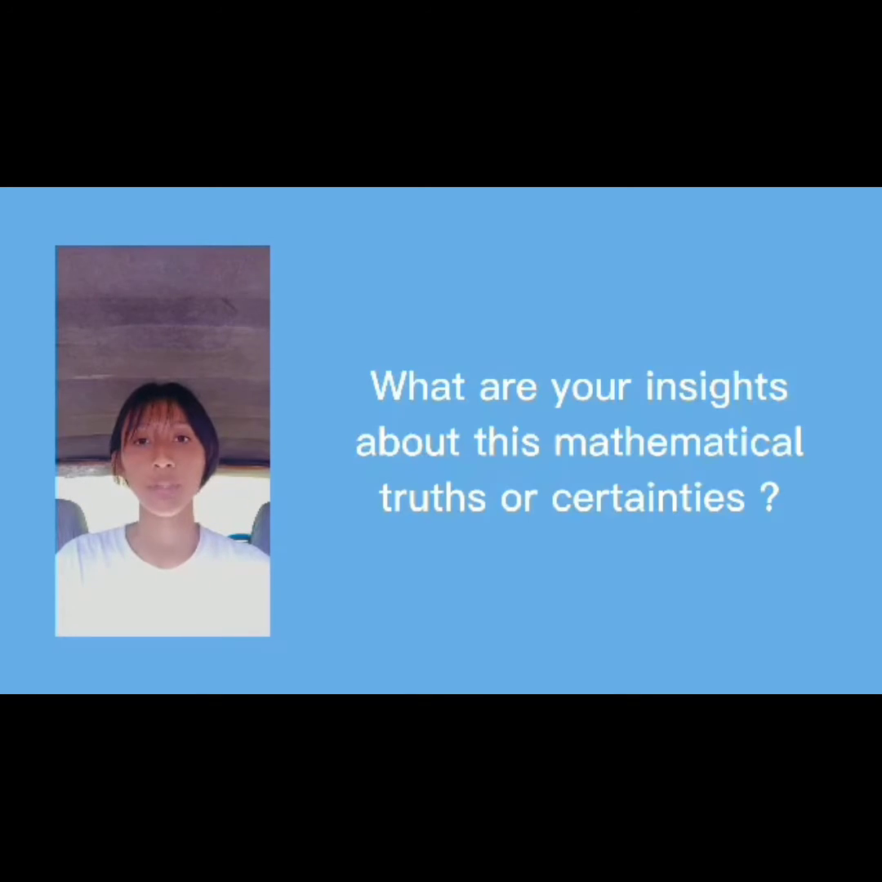Question number 3. What are your insights about these mathematical truths or certainties? It's truly fascinating how hexagons are part of our everyday lives, but we often fail to recognize their pervasiveness. The hexagon is more complex than we previously imagined, and some aspects of these shapes remain a mystery. Hexagons are one of the most common shapes found in nature. We can conclude that the hexagon is the most efficient shape in nature.